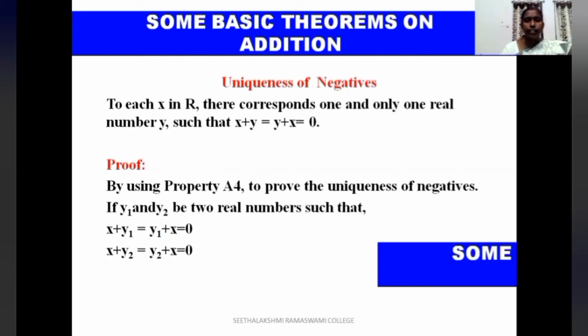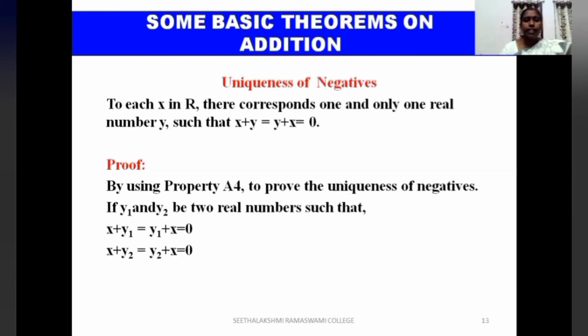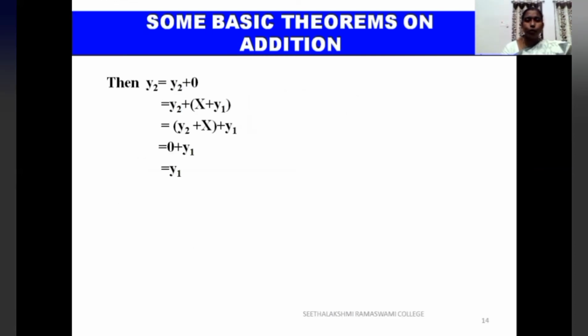Next theorem, uniqueness of negatives. To each x in R, there corresponds one and only one real number y such that x plus y equal to y plus x equal to 0. Here we use the property A4, inverse property, to prove the uniqueness of negatives. Let y1 and y2 be two real numbers such that x plus y1 equal to y1 plus x equal to 0, and x plus y2 equal to y2 plus x equal to 0. Here we have to prove that y2 equal to y1.